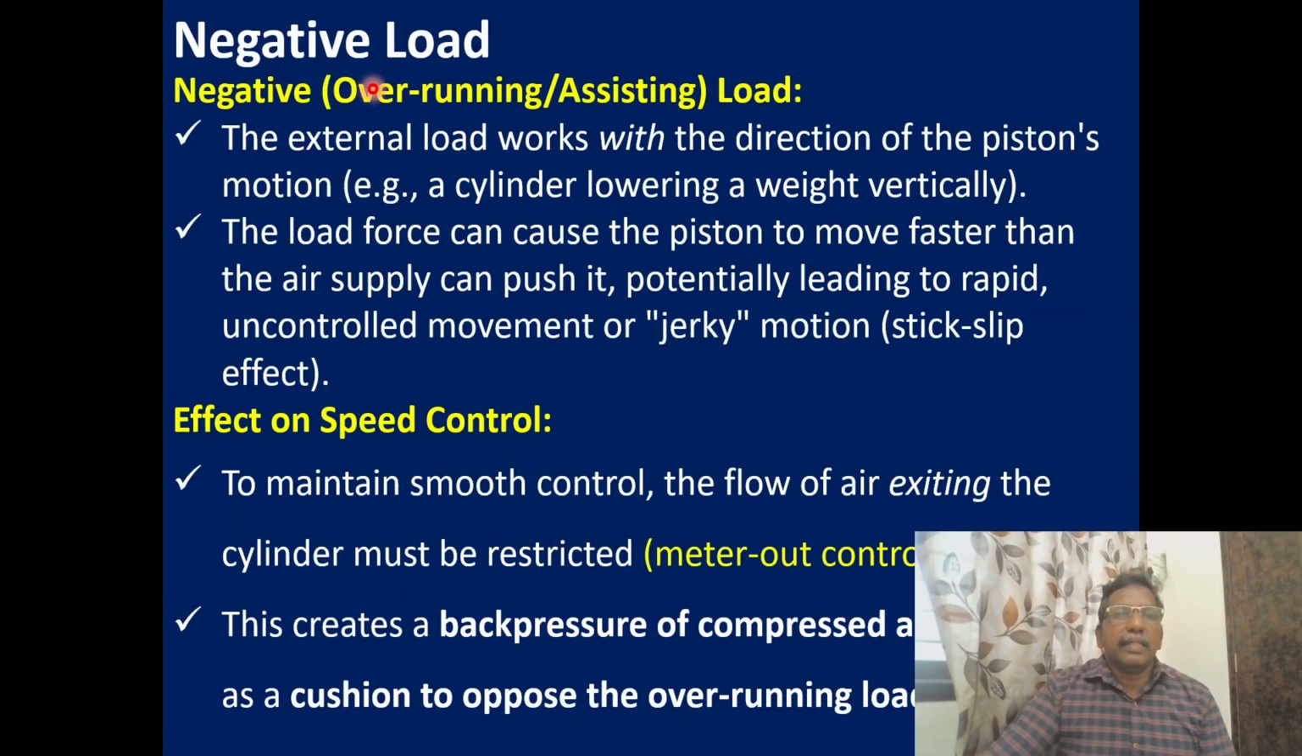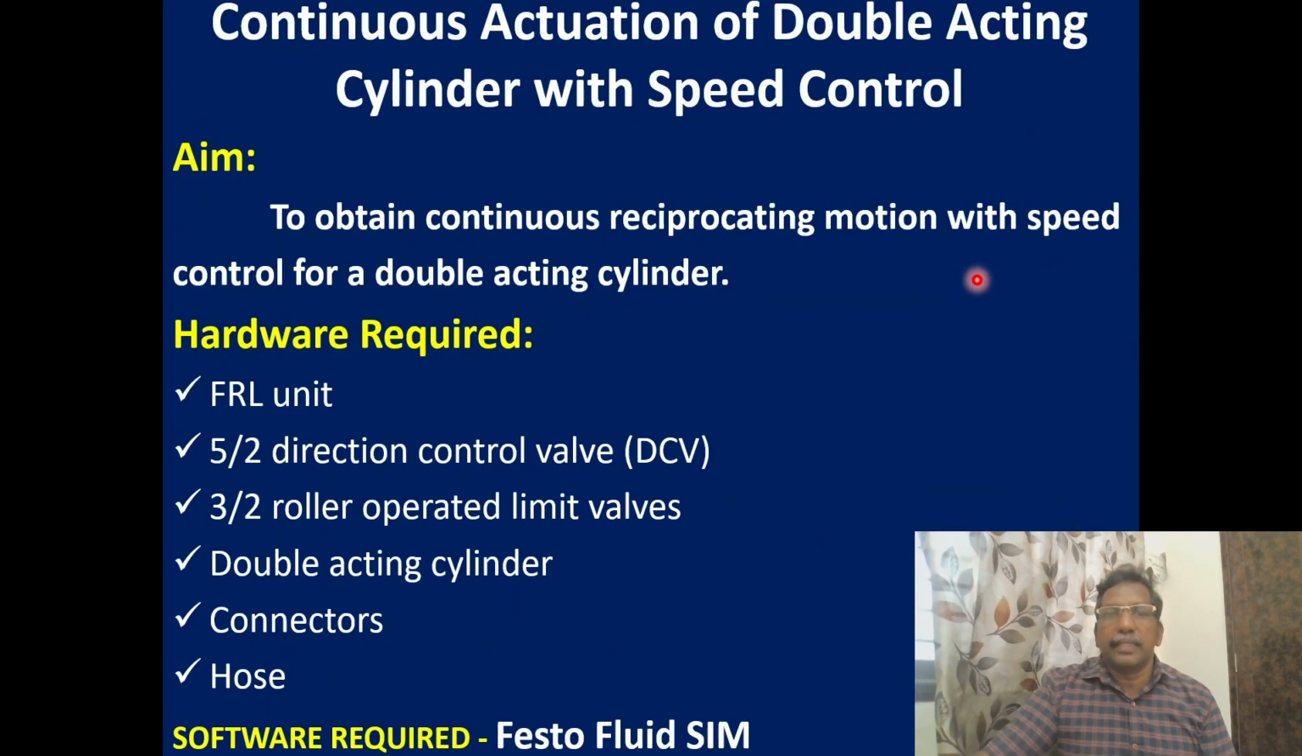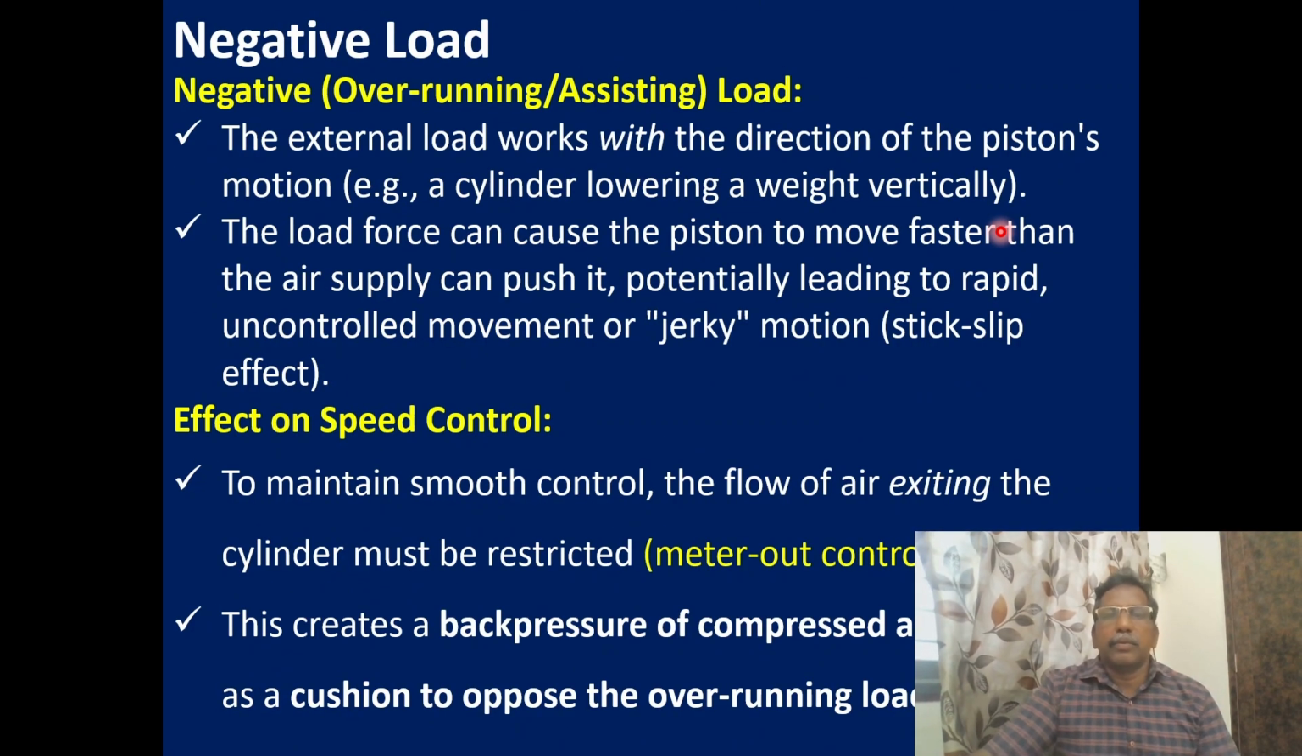The negative load we can call an overrunning or assisting load. The external load works with the direction of the piston motion. That is a cylinder lowering a weight vertically. For example, I am going to move down an object from a certain height. That means we are lowering the load vertically. The load forces can cause the piston to move faster because of the load. It is moving faster than the air supply, potentially because of gravitational force. So uncontrolled movement or jerky motion will occur.